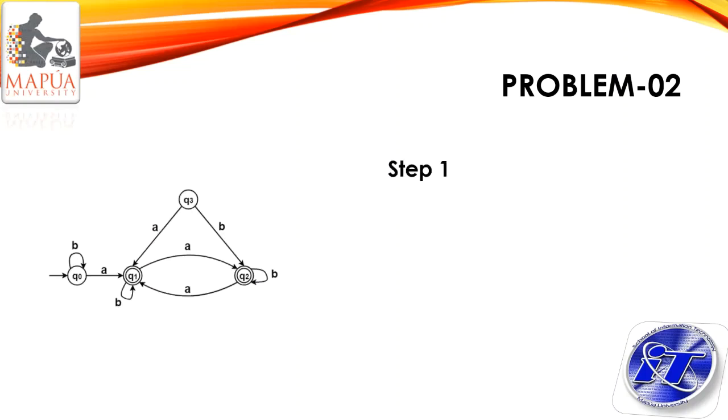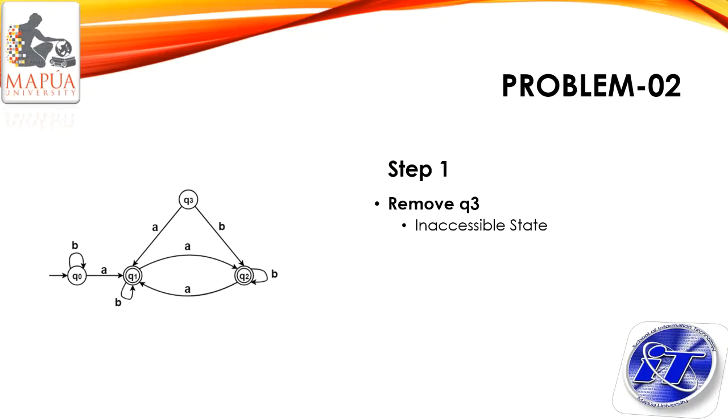Do we have a trap state? None. How about an inaccessible state? Yes, Q3. As you can see here, there is no path from our initial state going to Q3. So therefore, this is an inaccessible state, so we can remove it. Since it has no effect on our automaton whether Q3 is included or not, let's just remove it.